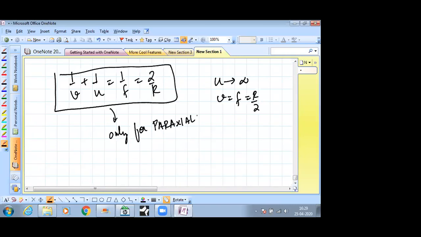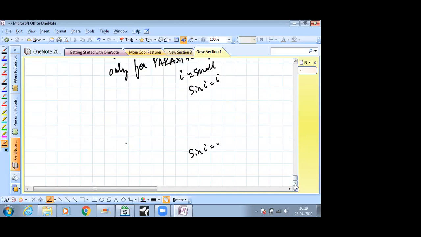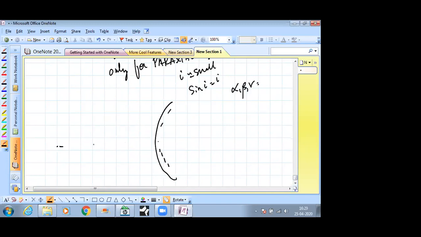for paraxial rays, for which the angle of incidence is a small angle, so that we can substitute sin i as i, and that kind of thing. Or we could substitute alpha, beta, gamma in terms of arc lengths and all that. Now here, that particular situation is not happening because this ray is actually very far from the principal axis. It's parallel to the principal axis, no doubt, but it's far.